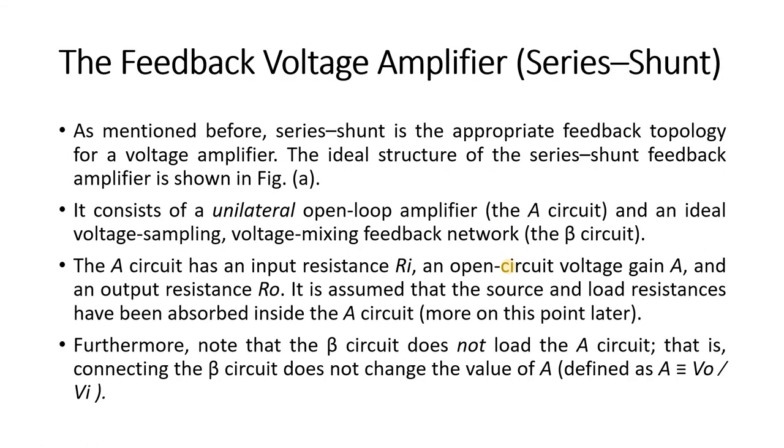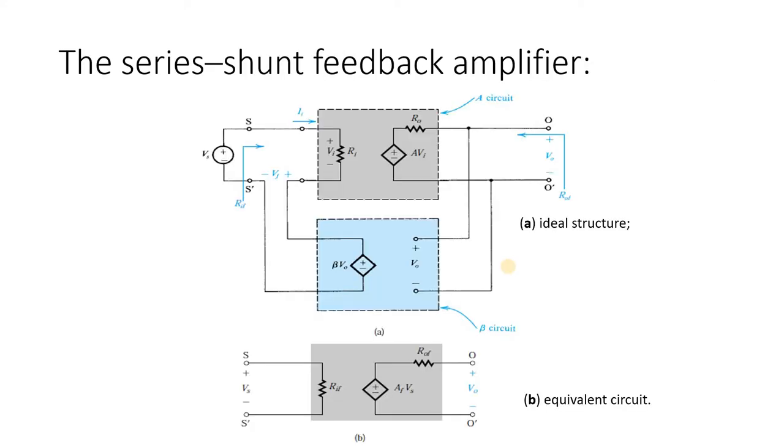Next, in detail they have discussed the feedback voltage amplifier. It is a series shunt connection. Series in the sense series at the input side, where voltages are going to be added. And here this is a shunt connection: feedback is connected in parallel at the output side. Feedback is connected in series at the input side, and this is the equivalent circuit.